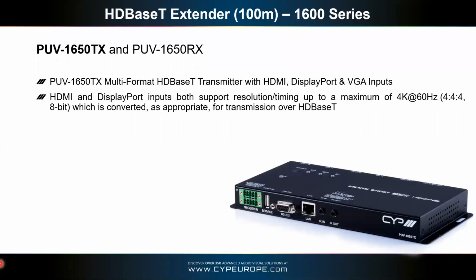So they cover resolutions up to 4K 60 4:4:4, but obviously HDBaseT isn't actually capable of, doesn't have the bandwidth for sending 4K 60 4:4:4. So all of the PUV 1600 range has built-in automatic conversion. So what it's basically doing is when it sees a signal that is beyond the capabilities of standard HDBaseT, it will do some kind of conversion to it. Now, the user doesn't do anything. You don't have to do anything.